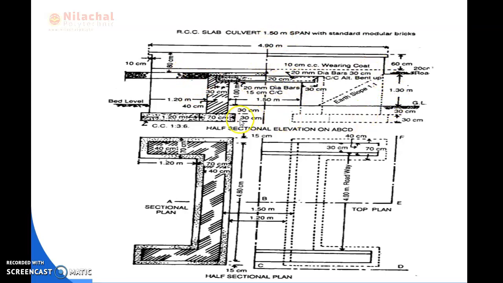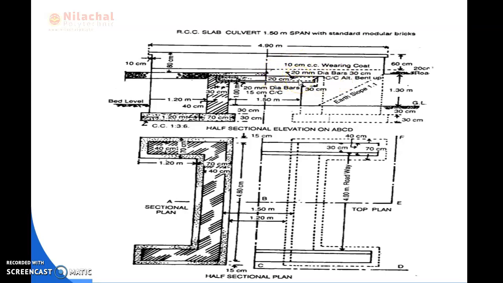The thickness of the cement concrete is 30 cm, the breadth of the cement concrete is 70 cm, and the height from the cement concrete to the ground level is 30 cm. Then from the ground level to the bottom of the slab is 1.0 meter height. Then the slab is provided with 20 cm thickness. After that, the curb is provided 10 cm thick. Then the details of the curb and wearing coat you can see in the next diagram.